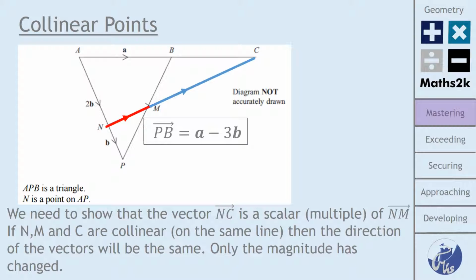The idea of collinear points is that these two vectors share a common point, as in they would both start from N. Now, because they share a common point, if they're going in the same direction and the only difference is magnitude, then they should all be on the same line. And that is what we're going to try and show using the vectors that we work out from here.